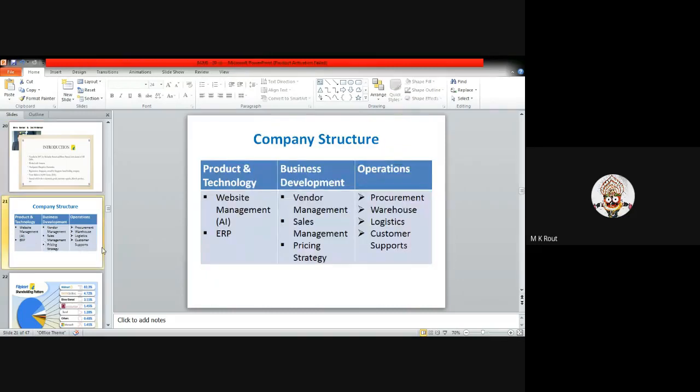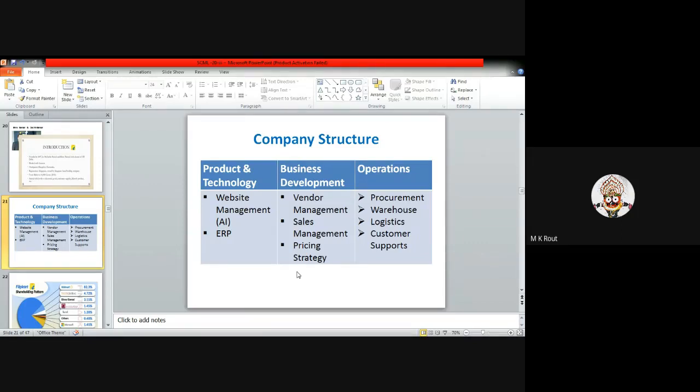The next important thing is that if you see the organizational structure of Flipkart, they have segregated it into three parts. The first part is product technology. The second part is business development, and the third part is operations. Here, in case of product and technology development, they include website management, artificial intelligence, that is AI, and ERP, enterprise resource planning.